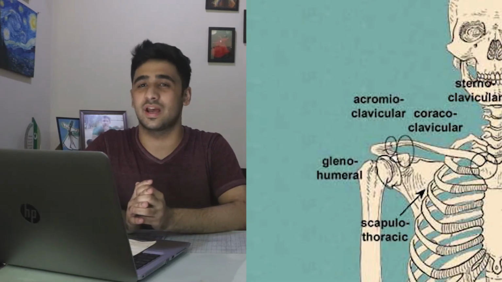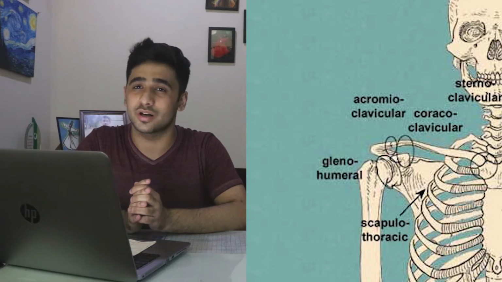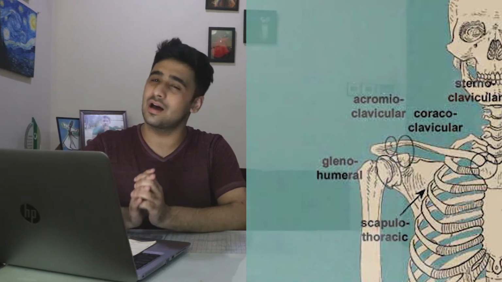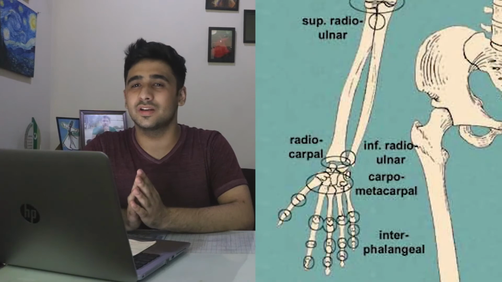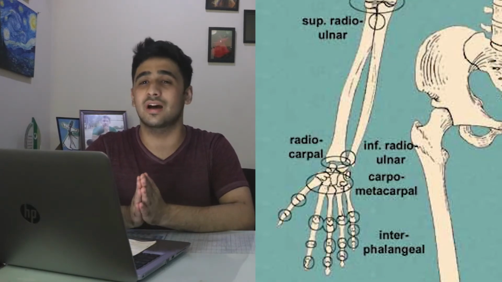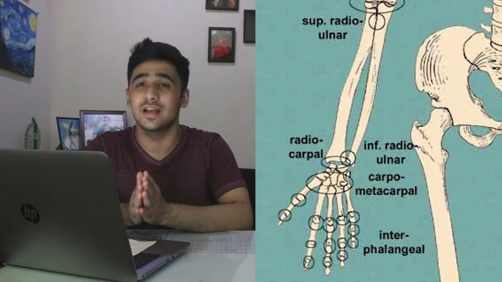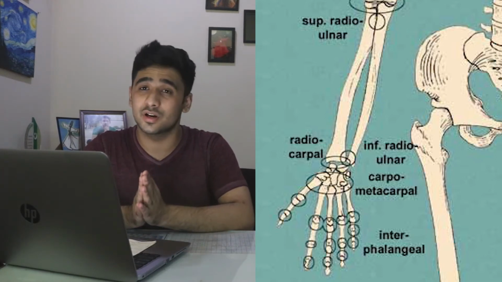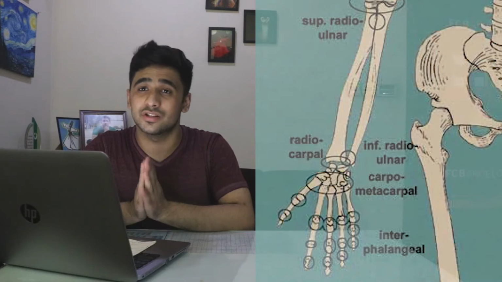I'm from first year MBBS, and today we are going to discuss the joints of the upper limb. Now, the upper limb has a variety of different joints. We have the sternoclavicular joint, the acromioclavicular joint, the shoulder joint, the elbow joint, the superior and inferior radioulnar joints, the wrist joint, the carpometacarpal joints, the metacarpophalangeal joints, and the interphalangeal joints.